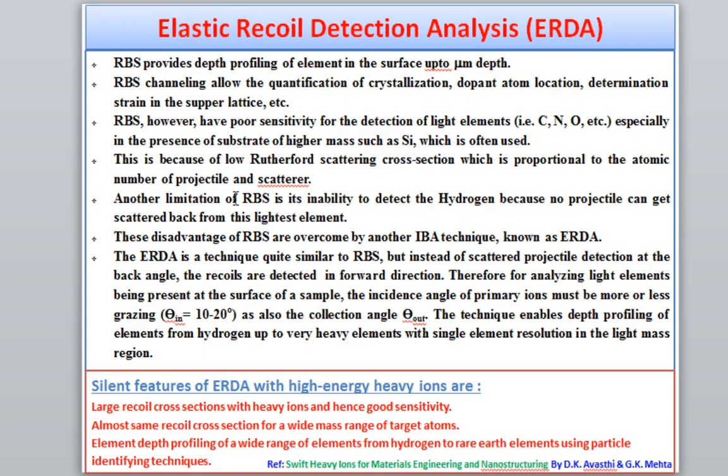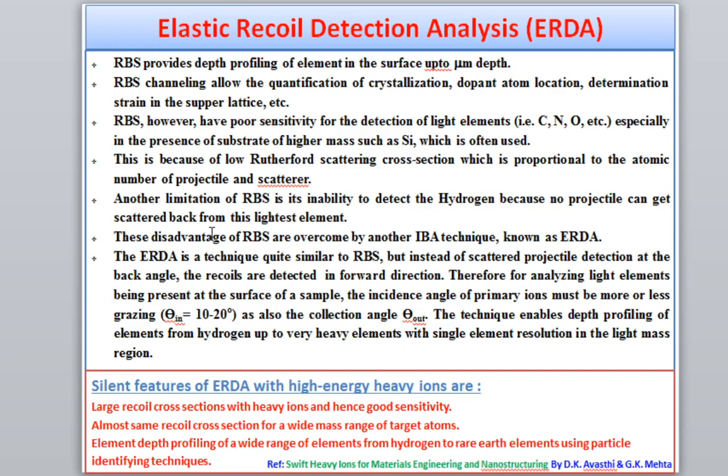Another limitation of RBS is its inability to detect hydrogen, because no projectile can get back scattered from this lightest element, as I discussed in the introduction of this lecture. So one can write down these two disadvantages of RBS.